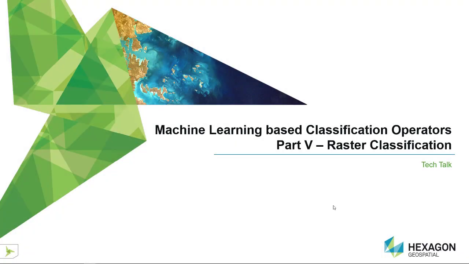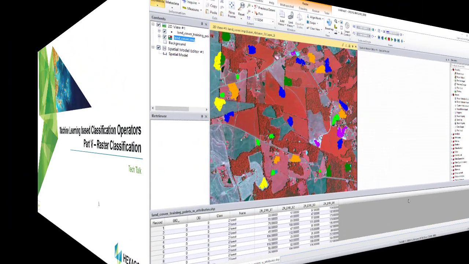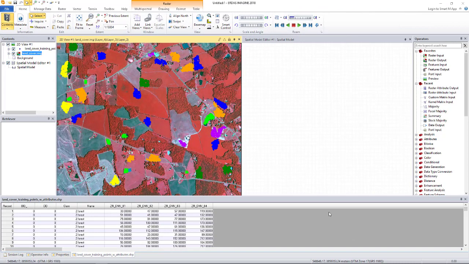Hello and welcome. In this session, we'll explore how machine learning operators available in ERDAS Imagine 2018 can be used to classify raster data. Let's take a look at the training data and the raster we are going to classify. Both the raster data to be classified and the training data are loaded in the left viewer with the training data overlaid on top. The raster is a 4-band RGBN image and has quite a few land cover types. Some of the land cover types may not be easily distinguishable in the viewer.